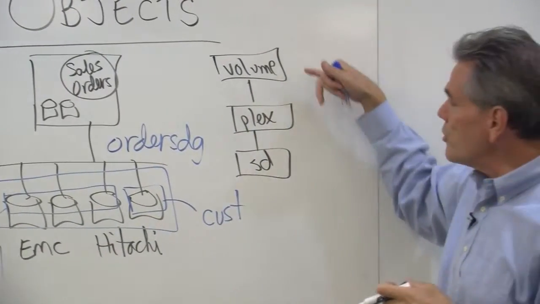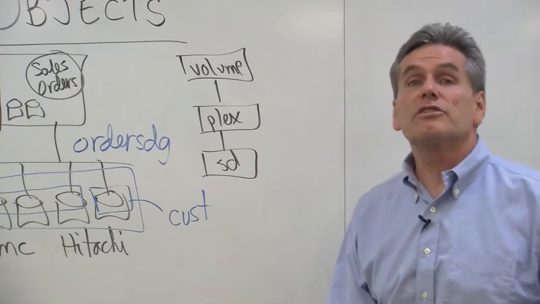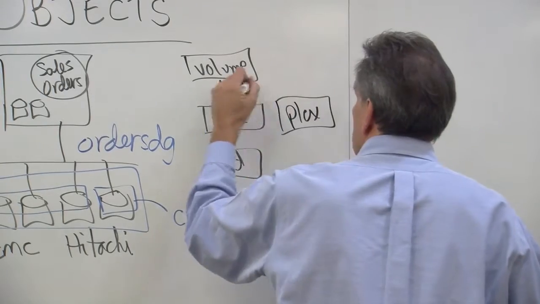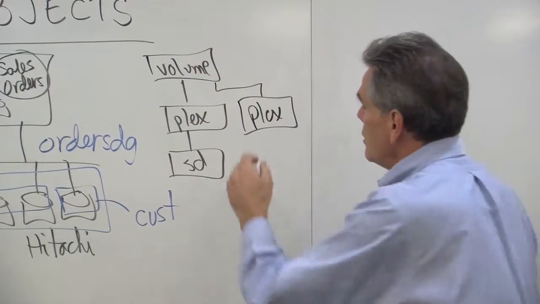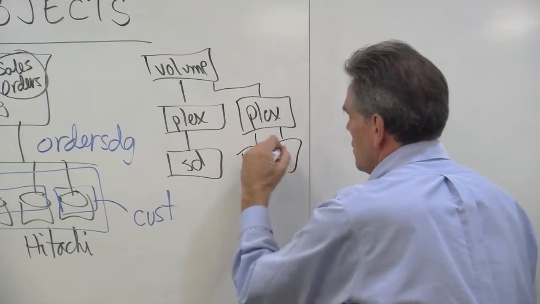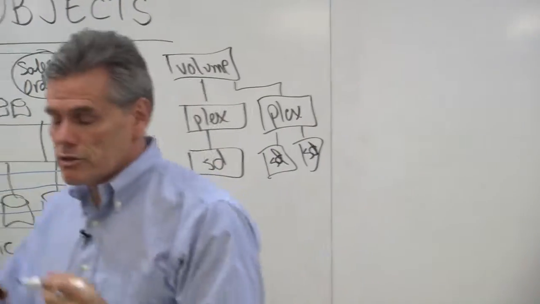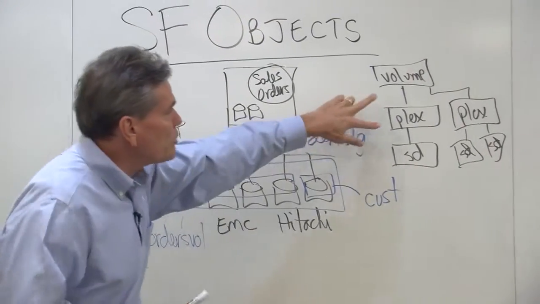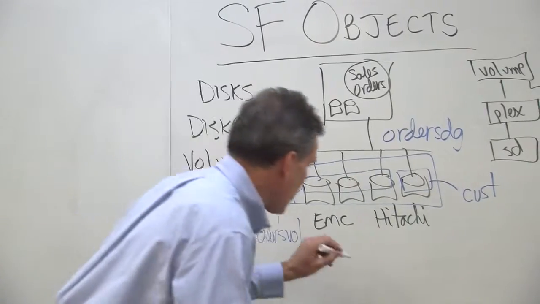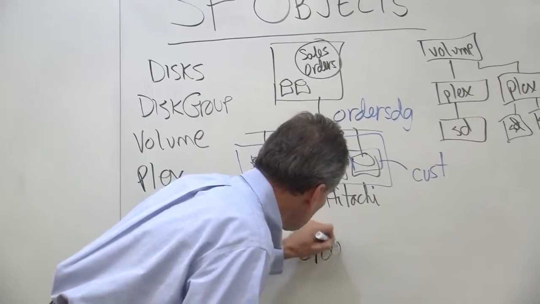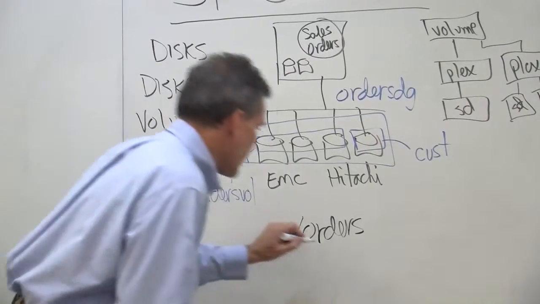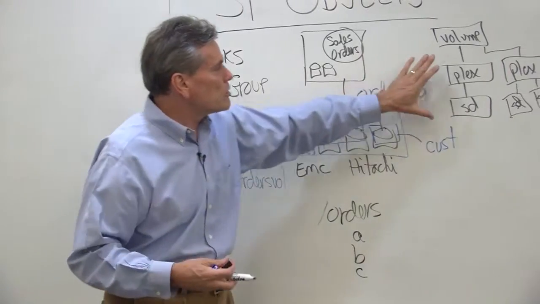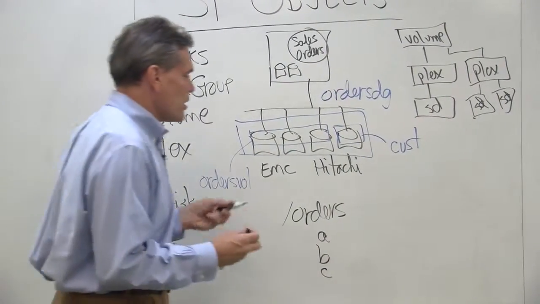We have a volume. Within a volume, we have a Plex. Within a Plex, we have, in this example, a single subdisk. If I had a second Plex, maybe I have 2 subdisks. Now, as I mentioned, multiple Plexes gives you redundancy. So each Plex is a complete copy of the data. So if I actually had a file system, maybe called /orders, and I had 3 files in that file system, that complete file system is located within each Plex.